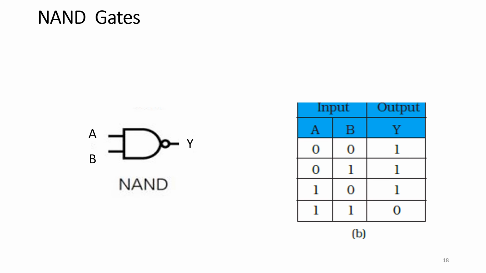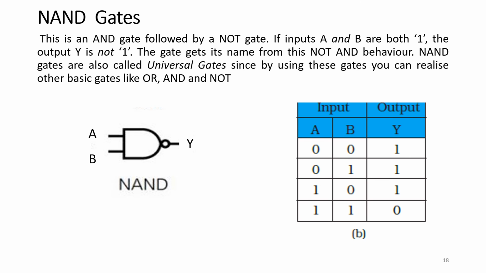NAND gate. NAND gate is called an AND gate followed by a NOT gate. It has two or more inputs and the symbol is the same as an AND gate with an inverter here. It reverses the output. This is a NOT and this is an AND. So the combination is called NAND, that is NOT of an AND. This is an AND gate followed by a NOT gate.